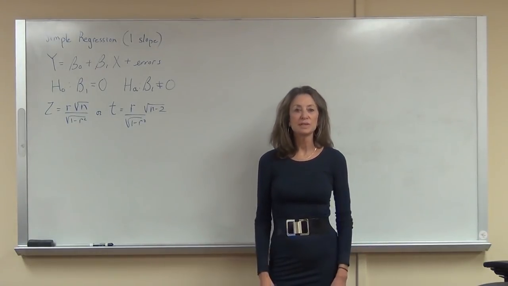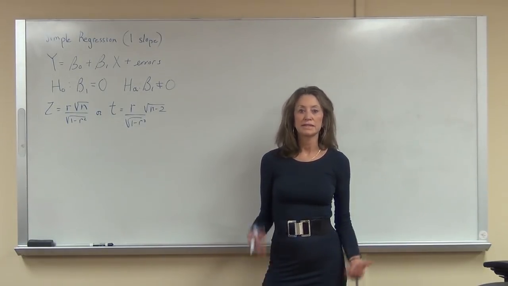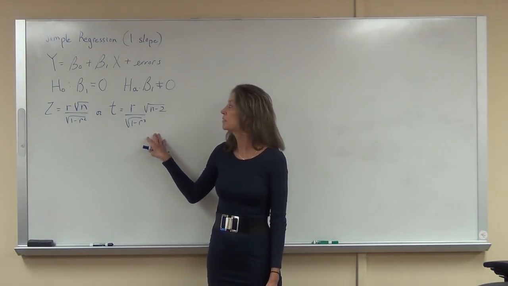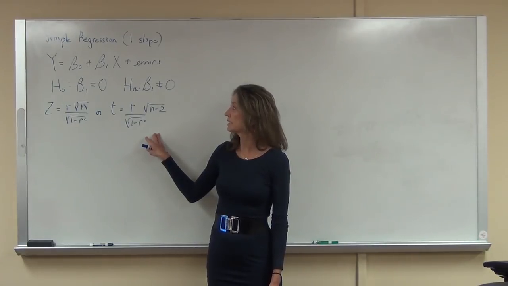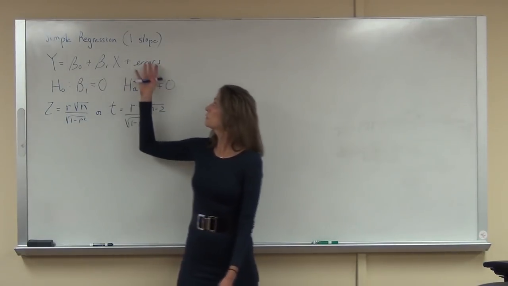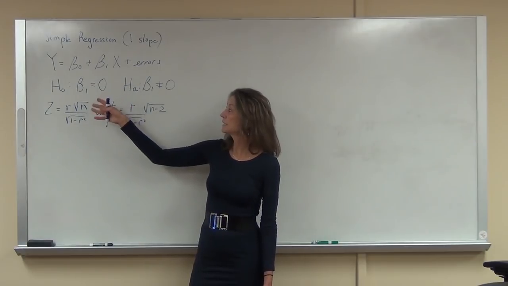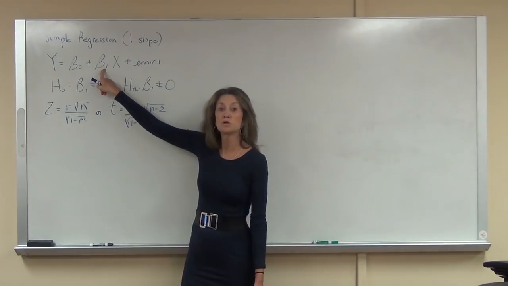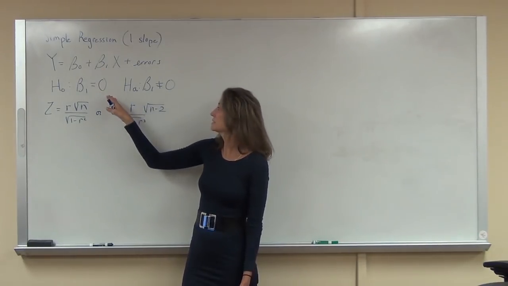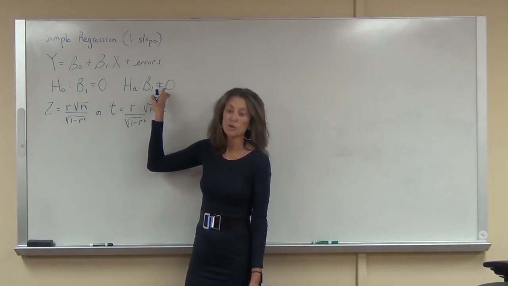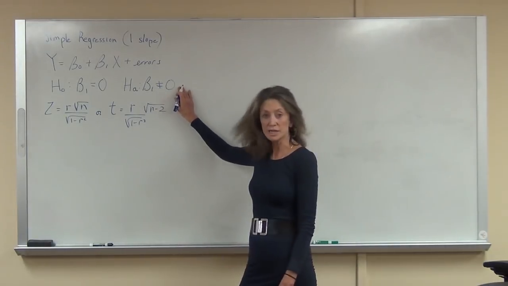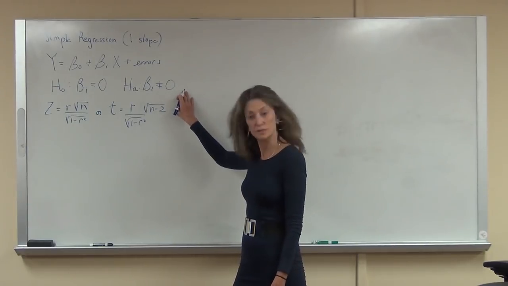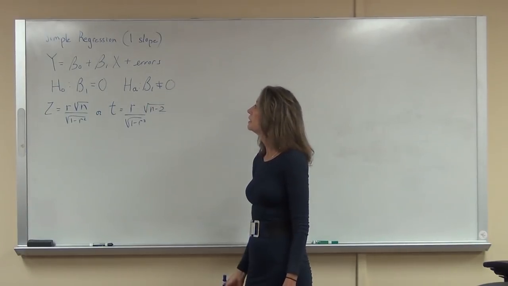Remember last time we looked at these test statistics, the Z and the T test statistic, to test the null hypothesis that in a simple regression with one slope, the slope is 0 against the alternative that it was non-zero. That was the two-sided alternative. You could also have a one-sided alternative saying it's greater than 0 or less than 0.